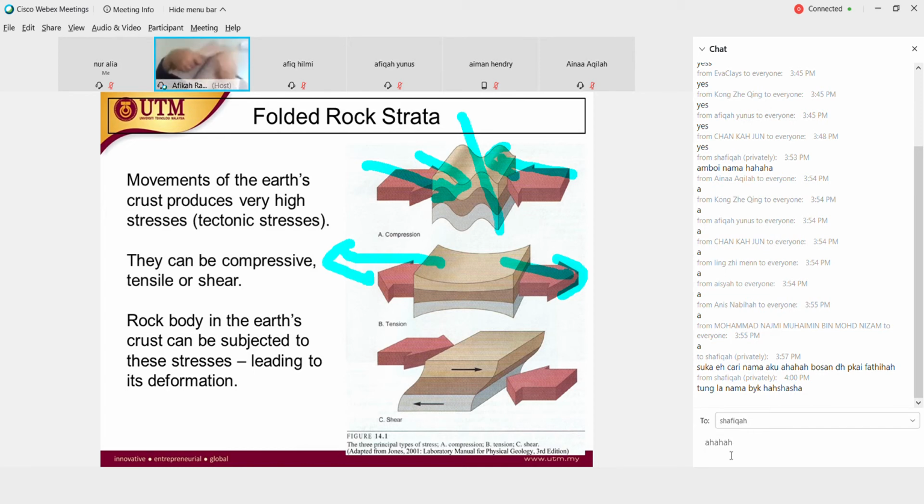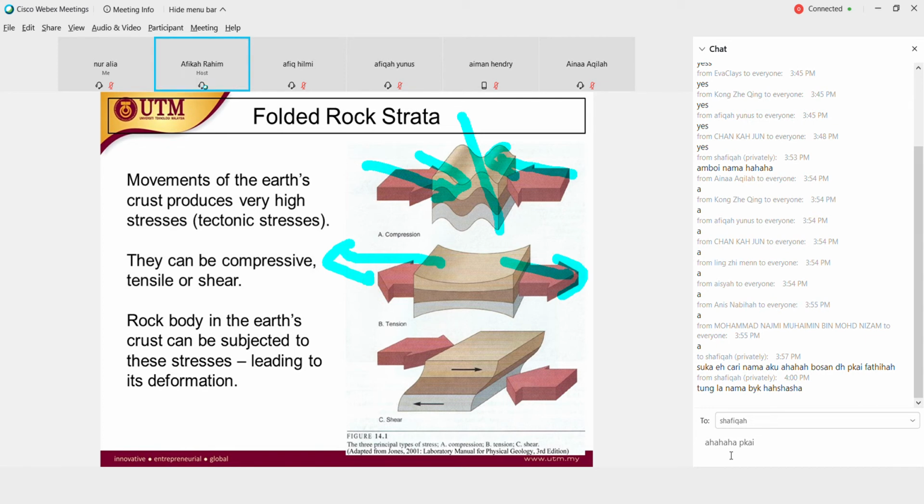This one says, okay, I want to go this way, and this one goes this way. They're still in one rock body, but both want to go in different ways. So there are internal stresses. We call it shear stress.